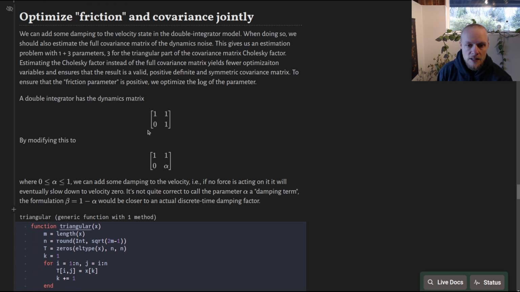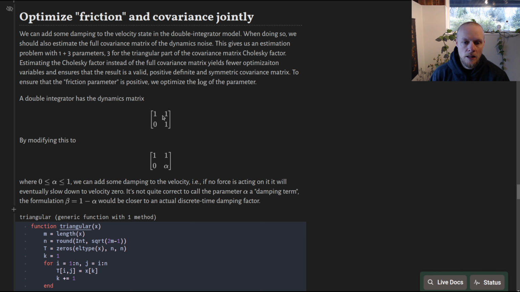So I said that we used a dynamics matrix that looked like this. So this is a double integrator covariance matrix. And maybe this is not a perfectly reasonable model. Because what does this mean? It means that if we don't get any data, the temperature estimate will just continue in the direction it was heading. And that means that if we don't get the data for a very long time, then the temperature estimate might increase to quite unreasonable levels.